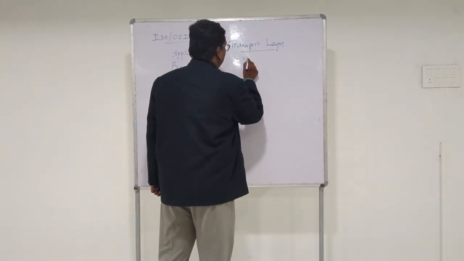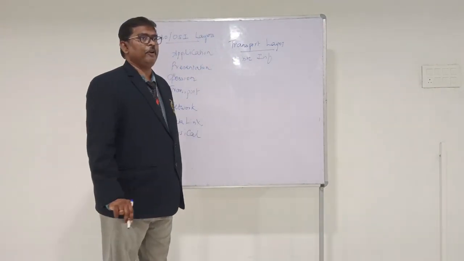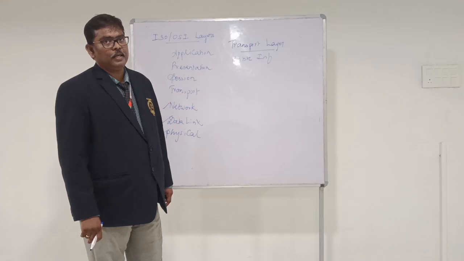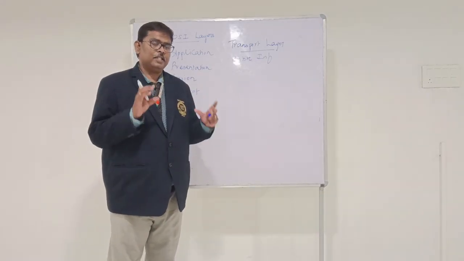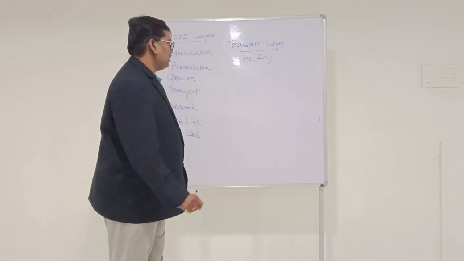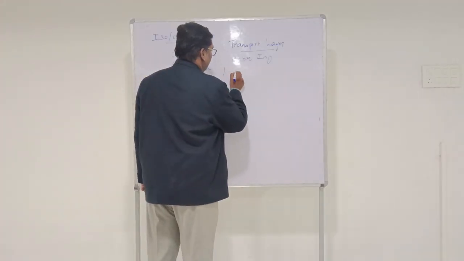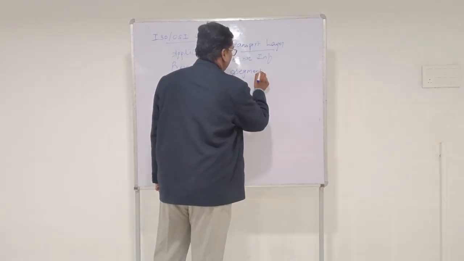Your information will be converted to n number of packets. The transport layer is responsible for transporting all these packets from the source to destination. The first and foremost important responsibility is called segmentation and reassembly.